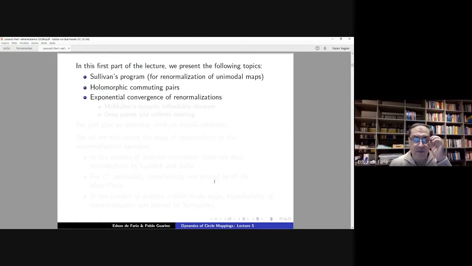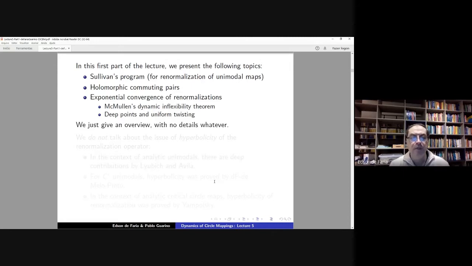And here the tools become very interesting. There's something which is at the root of exponential convergence, which is a theorem due to Curt McMullen, his dynamic inflexibility theorem. And for that, I need to tell you what deep points of a dynamical system are and what uniform twisting means. And this will be really an overview with no details, okay?